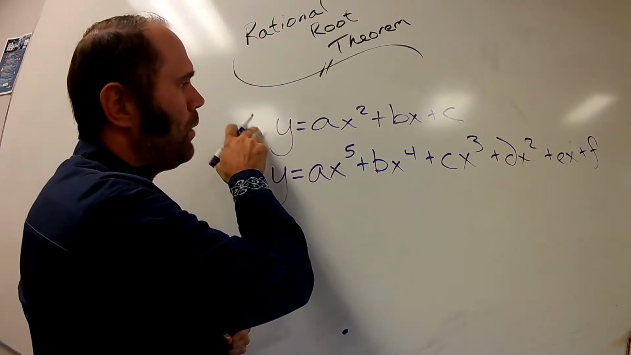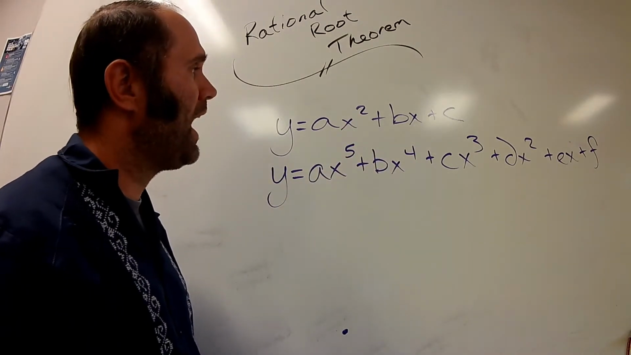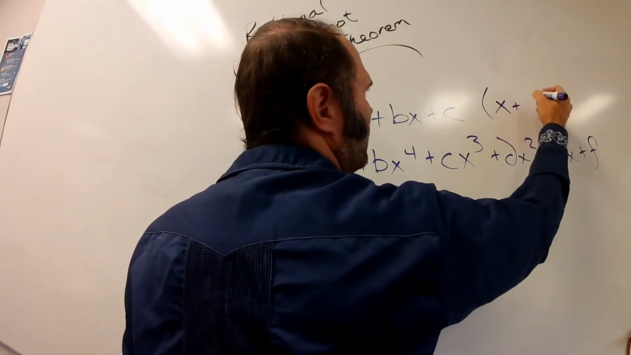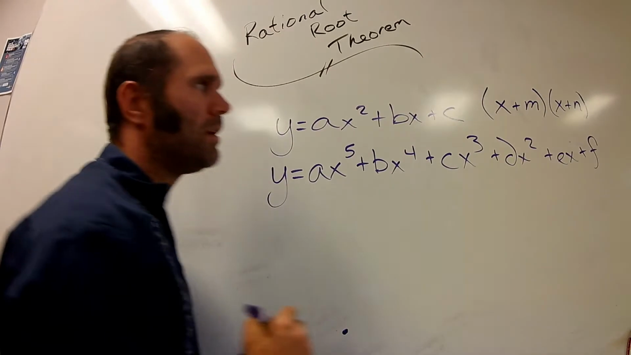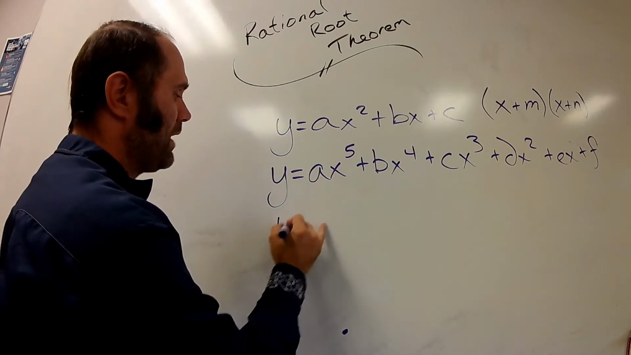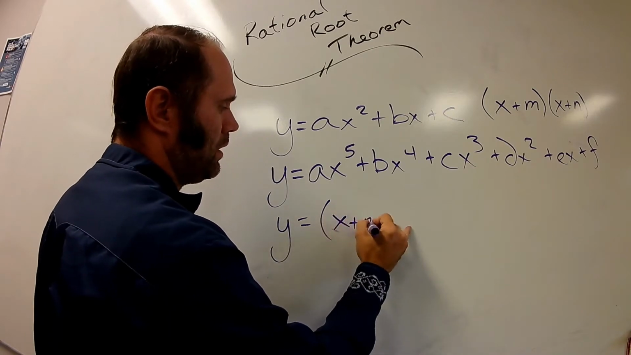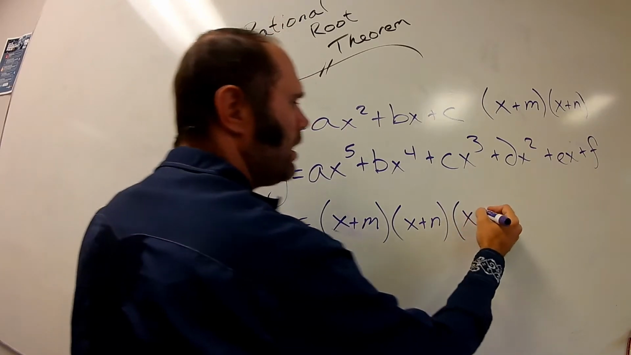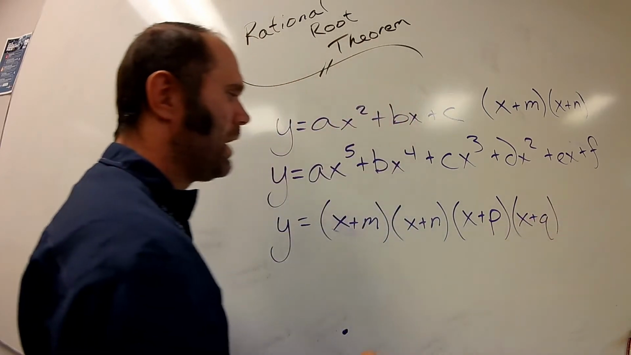This equation up here, the quadratic, is raised to the power of 2, so it can only have up to 2 solutions: x plus some number m times x plus some number n. It can only have 2 solutions, whereas this one here can have up to 5. So this could be factored into x plus m times x plus n times x plus p times x plus q times x plus r.